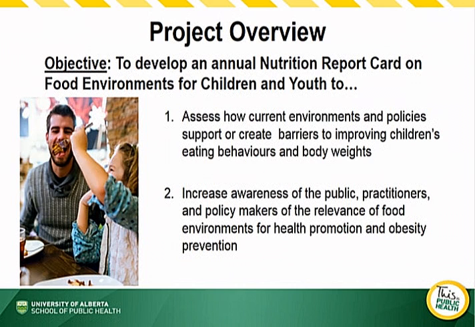As I'm sure this audience is well aware, healthy eating is more than just an individual choice, and it's influenced by the environments in which we live. With this in mind, the report card was designed with two key objectives. First, to provide an assessment of how current environments and policies either support or create barriers to improving children's eating behaviors and body weights. And secondly, to increase awareness of the public, practitioners, and policymakers of the relevance of food environments for health promotion and obesity prevention. The Nutrition Report Card was modeled after Canada's Physical Activity Report Card, which I imagine many of you are familiar with.